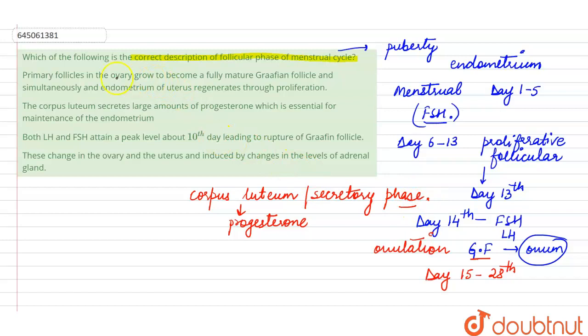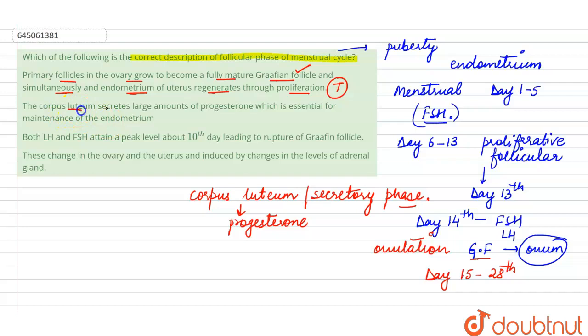So let's see the options which are given. The first statement says primary follicle in the ovary grows to become a fully mature Graafian follicle. This is the right statement. And simultaneously, endometrium of the uterus regenerates through proliferation. This is also a true statement.